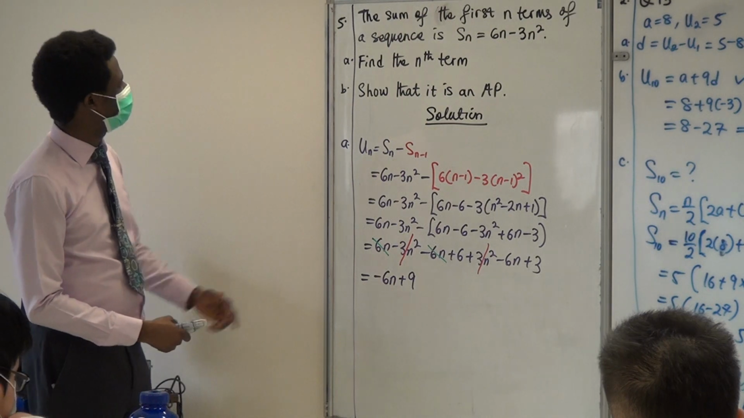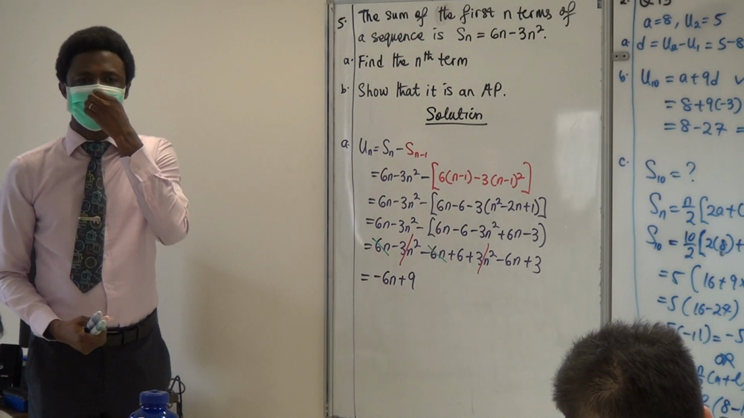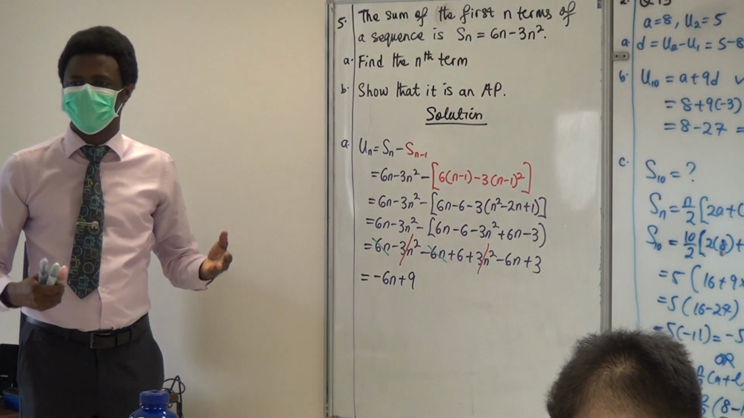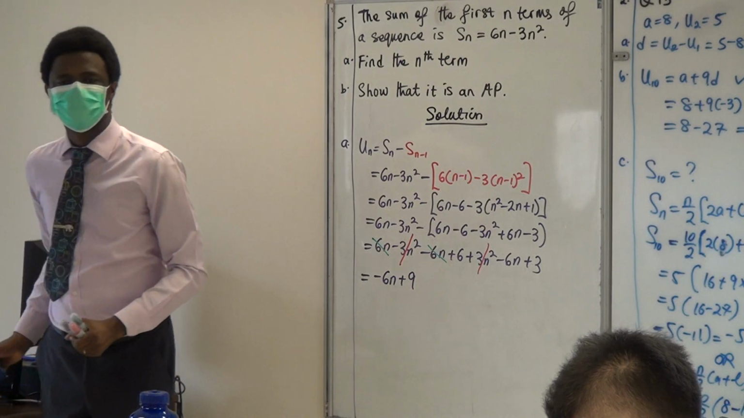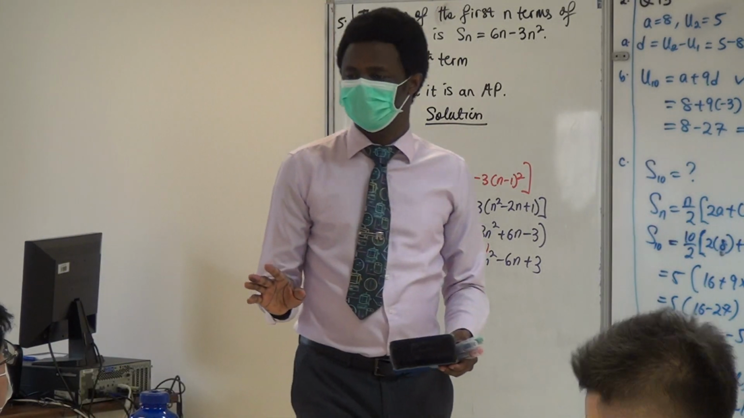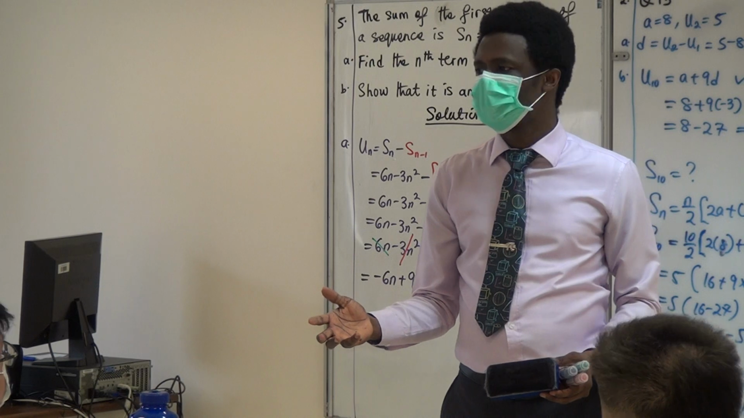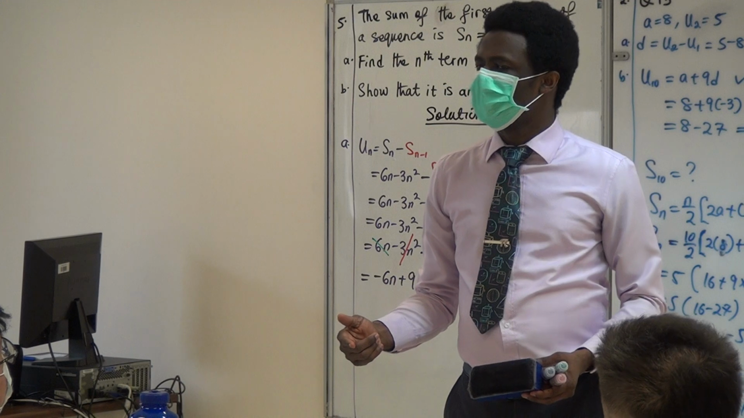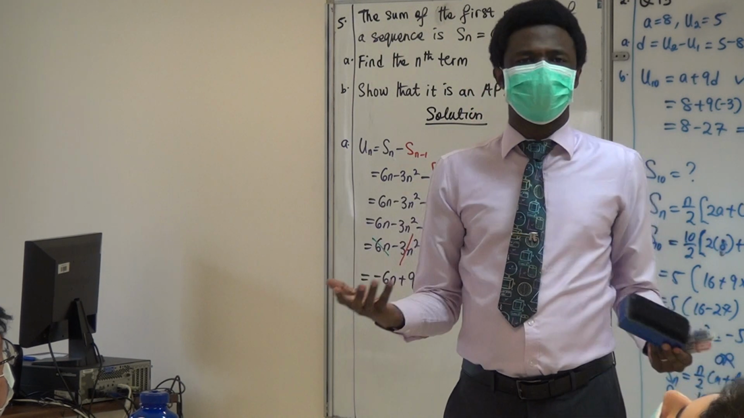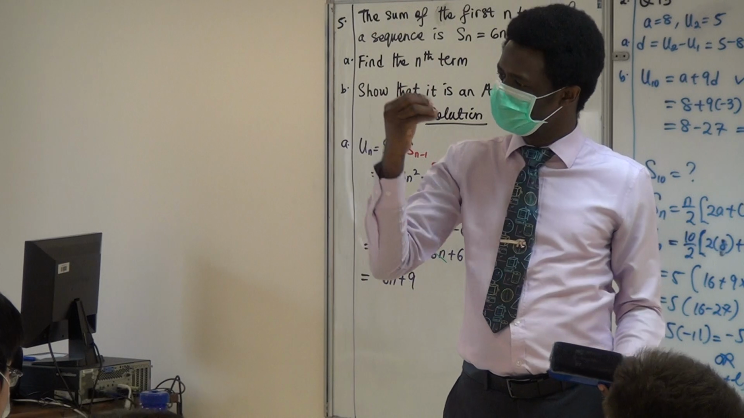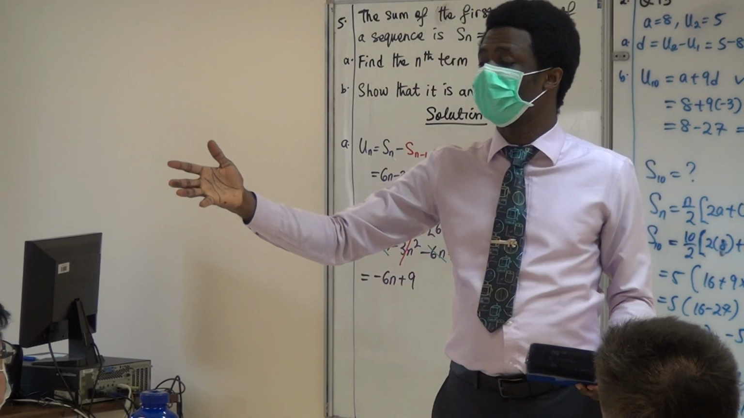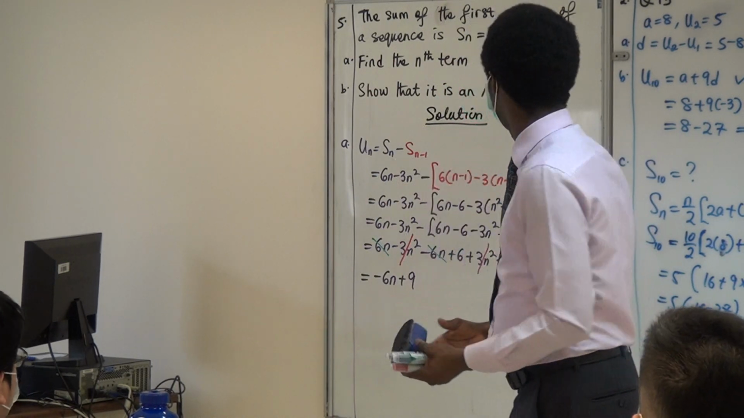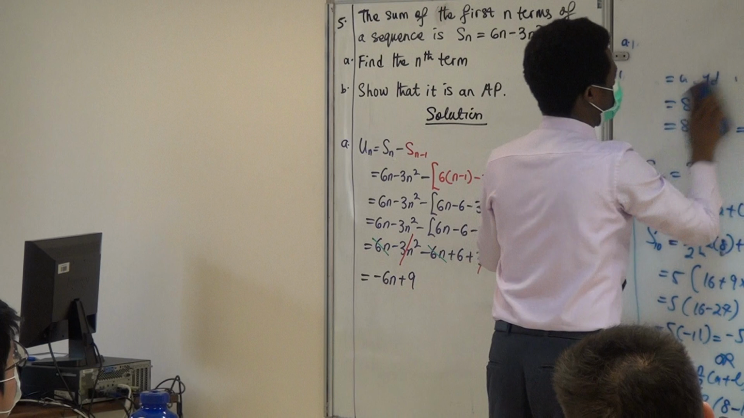But the next question asks you to show that it is an AP. What did we agree on yesterday? If you want to show, given the nth term, that something is an AP, what do we do? The answer has no variable. How do we compute the common difference? Un minus Un minus 1, or Un plus 1 minus Un. Once you do this, then you can show that indeed it is an AP.